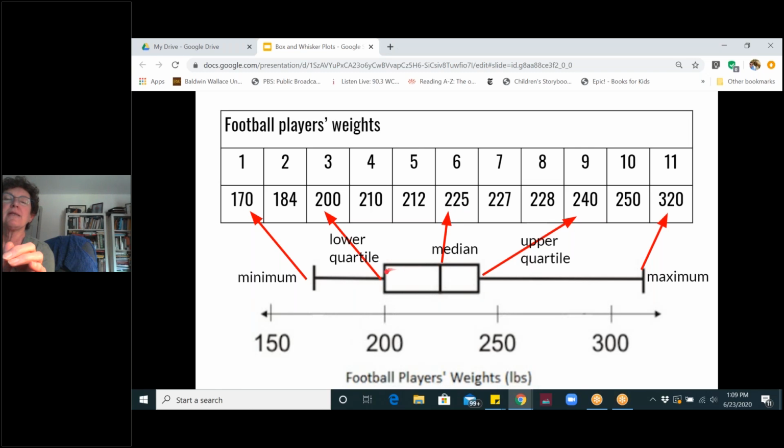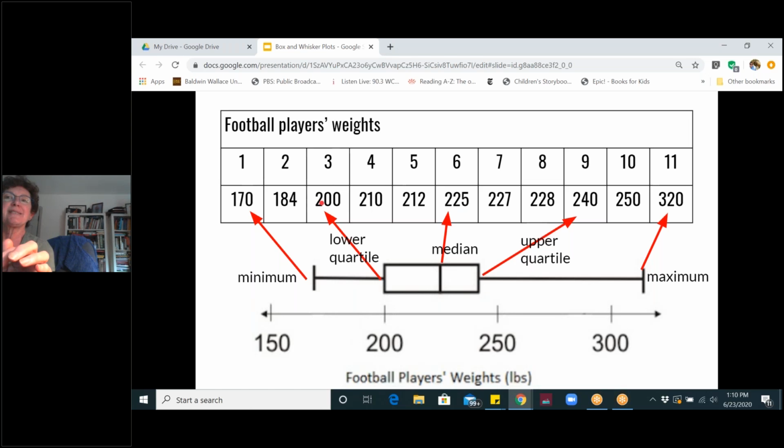And then I am going to divide my data in half, and I am going to find the median of the lower half. I ignore this median and I look at the other numbers there. I have 1, 2, 3, 4, 5 other pieces of data. Again, I'm looking for the middle value, and that's it right here. So I'm finding the median of the lower half of my data. We call this the lower quartile.